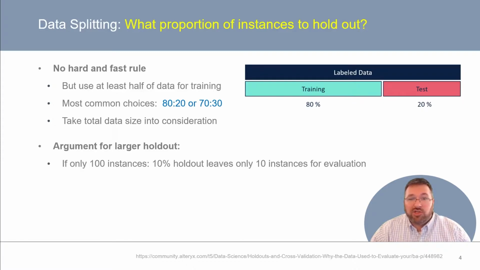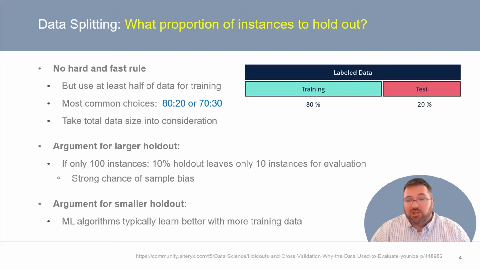Considering the argument for choosing a larger testing instance holdout, if you had only 100 instances in total, and you chose a 90% to 10% split, you'd only have 10 instances for model evaluation. This would likely increase the chance of sample bias, which we'll talk about more in a few slides. Conversely, we have the argument for choosing a smaller testing holdout. Specifically, this will leave a larger number of training instances for model training, which typically promotes improved model training.